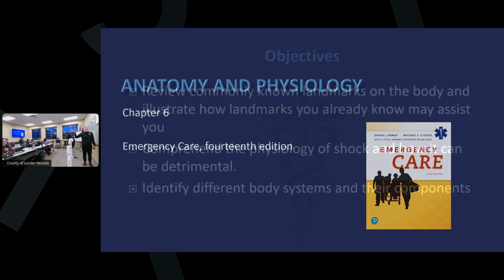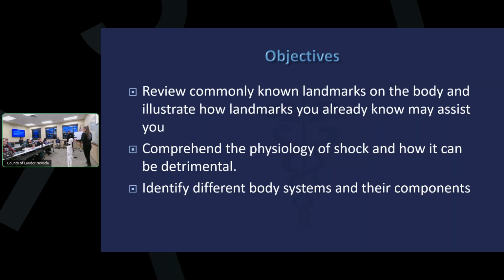All right, A and P. Everybody's favorite subject. So the objectives: review commonly known landmarks on the body and illustrate how landmarks you already know may assist you. Comprehend the physiology of shock and how it can be detrimental. I think I told you guys at the beginning of this class, you're going to hear the word shock and hypoperfusion a million times. So we're going to go over it in every single chapter. So it's important to know what shock is, and then identify different body systems and their components.